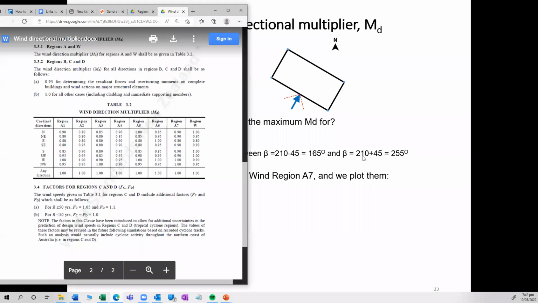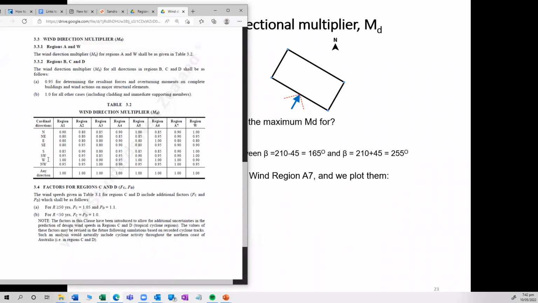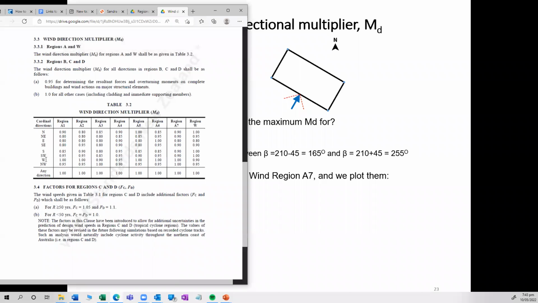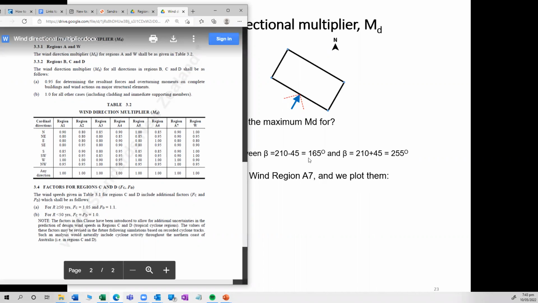Okay, so you need to find the maximum value between 165 and 255. So you've got south, southwest, and west. You just have three values you can plot for A7 to find the maximum value between 165 and 255. Is that okay, guys? Remember, south is 180, southwest is 225, and west is 270. Just get a sketch, plot it, and find the maximum value between 165 and 255. So you guys give that a go.